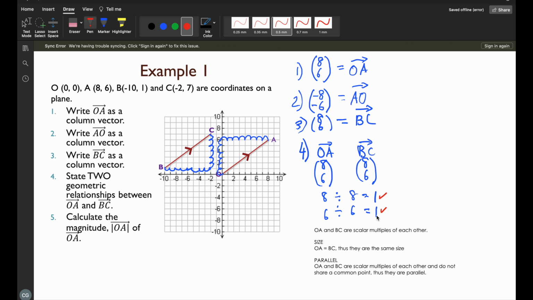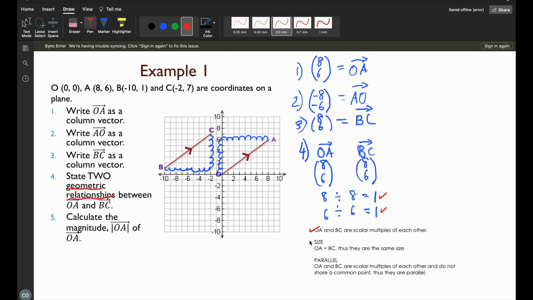That's how I know. Now there's only one exception in a case like this that we do not look at, that is when we have 0 divided by 0. That's the only time that we look at it in a case like that. But other than that, once you get the same number here, we know it's good. So OA and BC are scalar multiples of each other. Whenever you're proving geometric relationships, you have to look for that first. This is what you need to look for first. Make sure they are scalar multiples of each other.